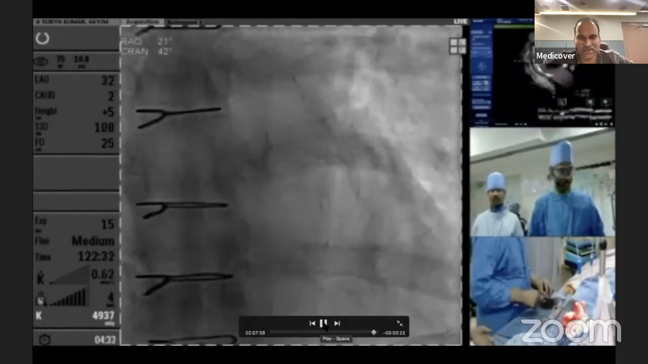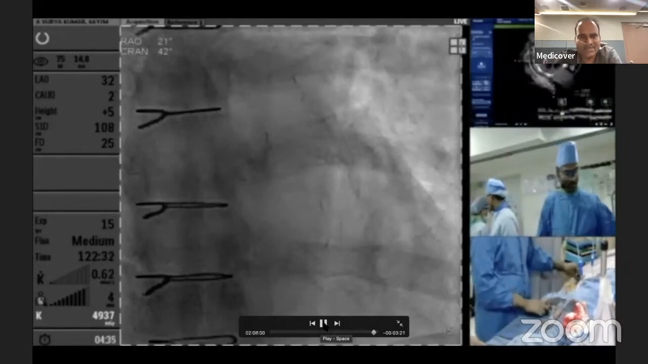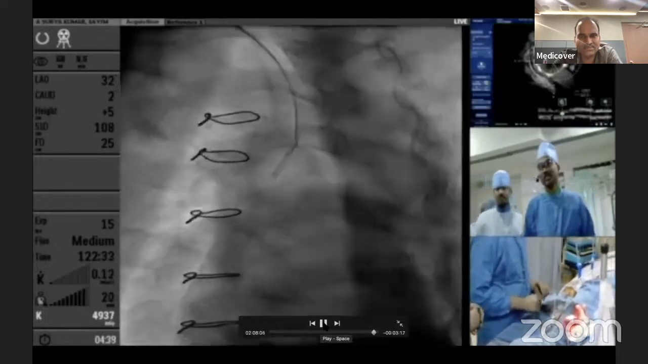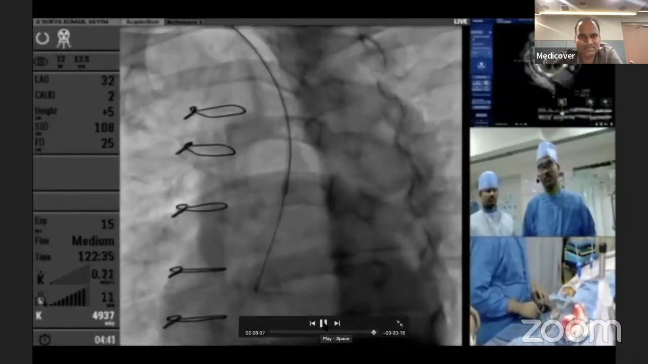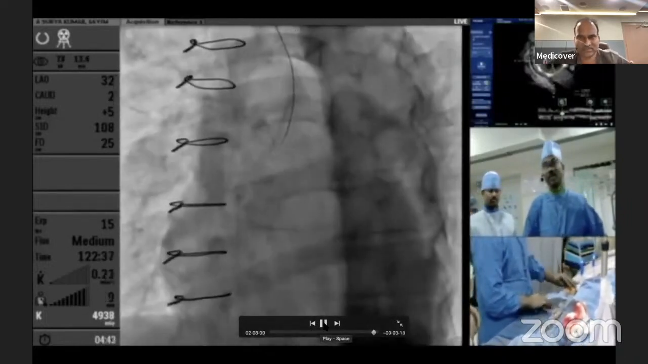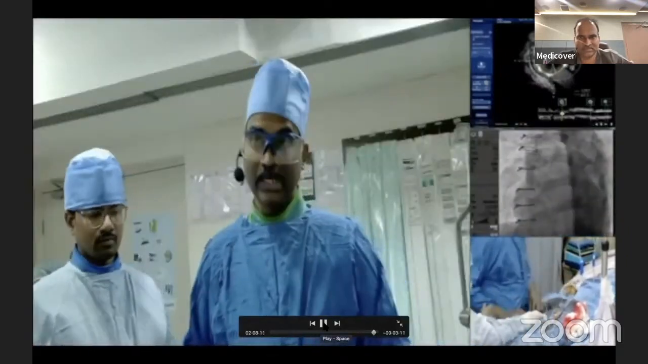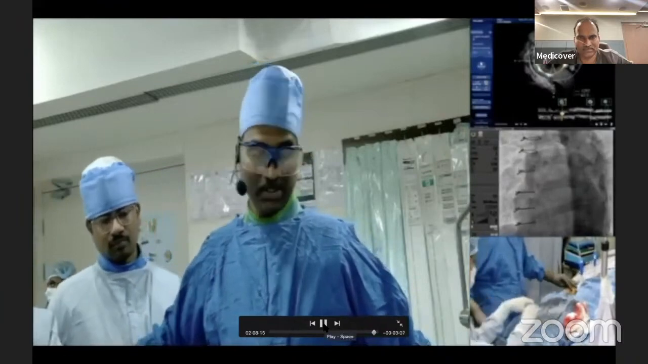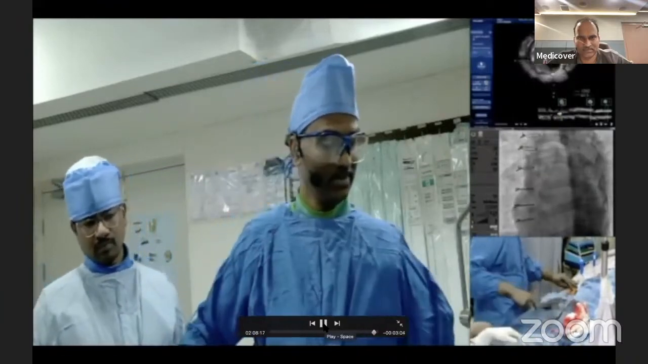Is there something left in the LAD? What we did is nothing but what is known as an investment procedure. We open the entire RCA. Now the connection should form. Okay. Next time it should be done only in an antegrade fashion.